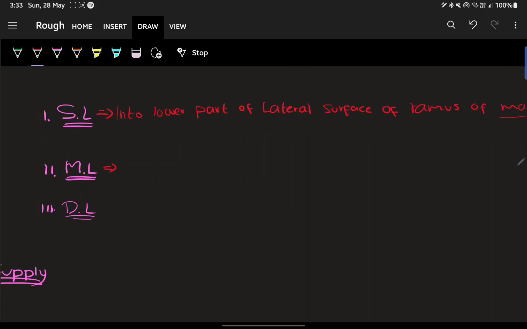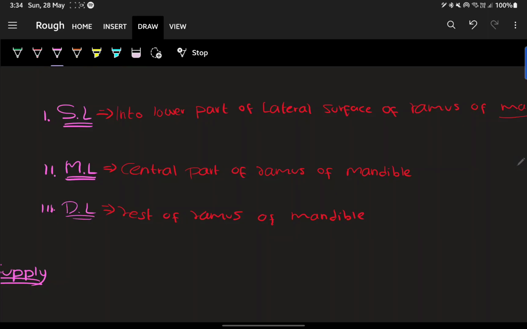So that's the superficial layer. The middle layer, its insertion is into the central part of ramus of mandible. And the deep layer, the third and last one for masseter, is into the rest of the ramus of mandible.